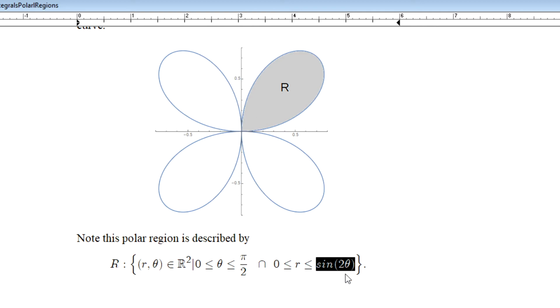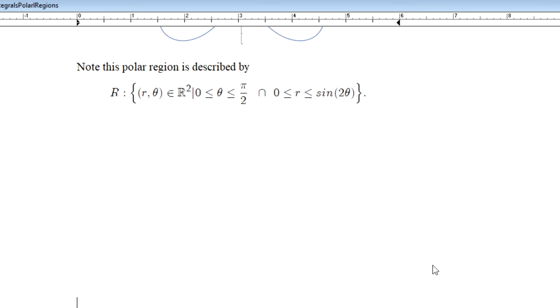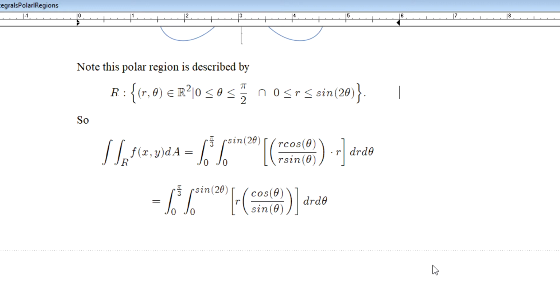Now, certainly at 0, this is 0 in value, and at pi over 2, this is 0 in value, because we have returned to the origin on this rose curve. But for any other angle measurement between 0 and pi over 2, how far we will be away from the origin to help describe region R will be somewhere between 0 and the sine of 2 theta. So if we use that, along with information about our function f and our theorem for calculating double integrals over polar regions, we would have this calculation.